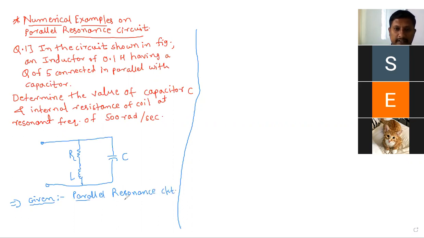So you have to note down that it is a parallel resonance circuit. You can underline that. Next, what are the given things? L is equal to 0.1 Henry. Yes, L is given, that is 0.1 Henry. RL is not given. The value of the capacitor is not given. Q is given as 5.